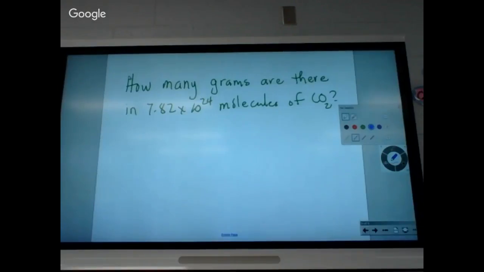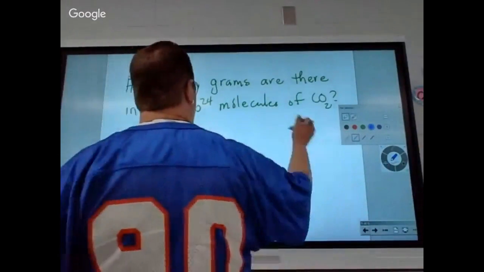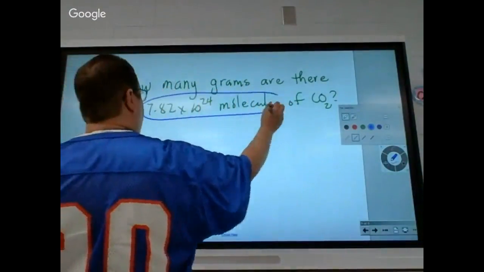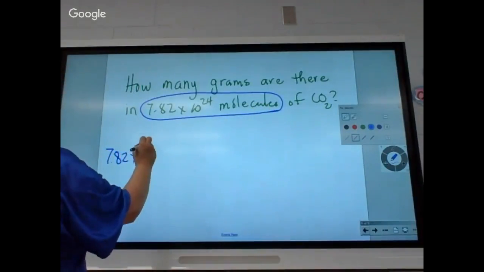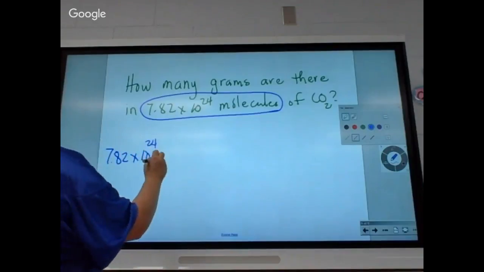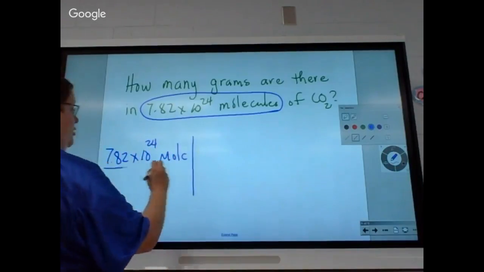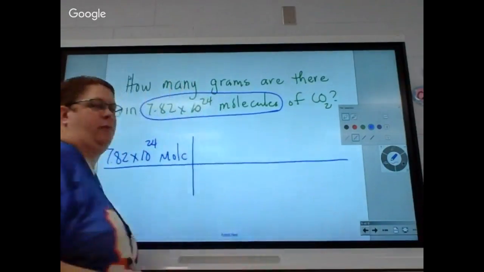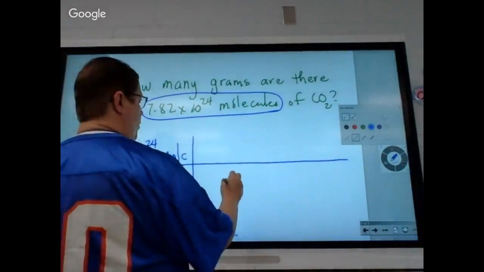All right, so what are we putting on the top? Where do we start? What's our given data? Molecules. So 7.82 times 10 to the 24th. Now, if you want to abbreviate molecules, the abbreviation is MOLC. You will not see me use that abbreviation very often because what do people confuse it for? Moles. But you can abbreviate it MOLC if you want.